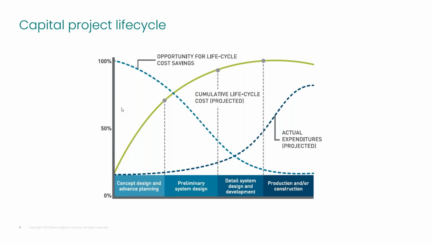So you can see that dotted blue line up the top that starts at 100% across the project phases, which is the opportunity for the cost savings. It drops down quite quickly through the early stages of the project through to when we're in construction and/or production. We have much less opportunity to influence the cost and performance outcomes of the assets we have.